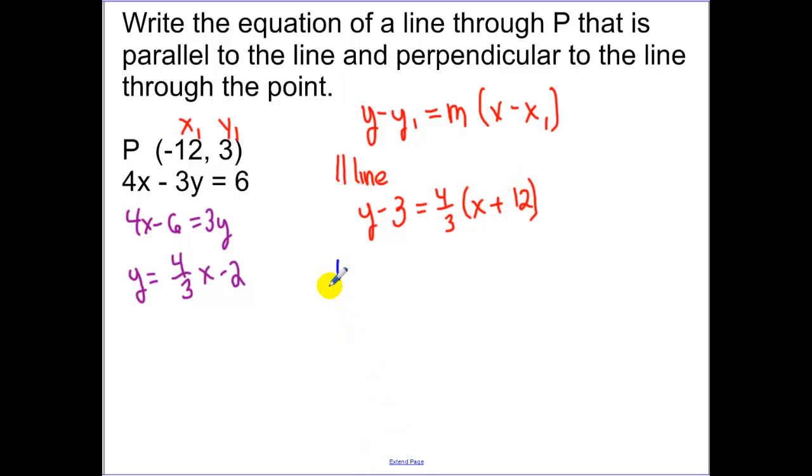Now for our perpendicular line, remember our slope is going to be the opposite reciprocal. So we have the same point, y - 3 is equal to, now our slope is the opposite reciprocal, -3/4 (x + 12).